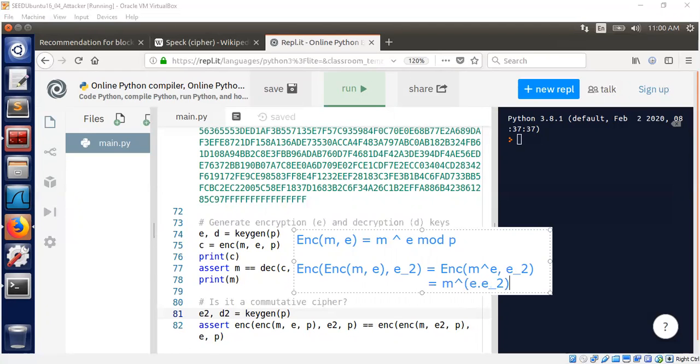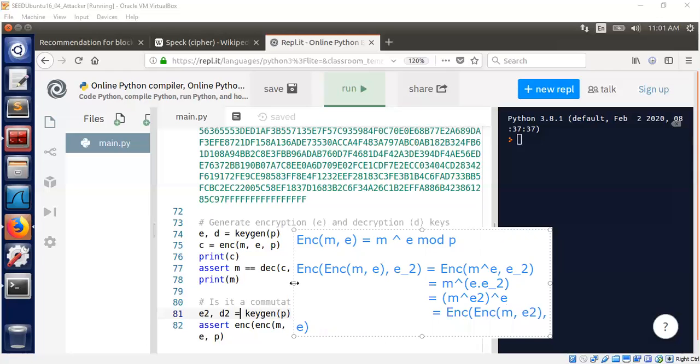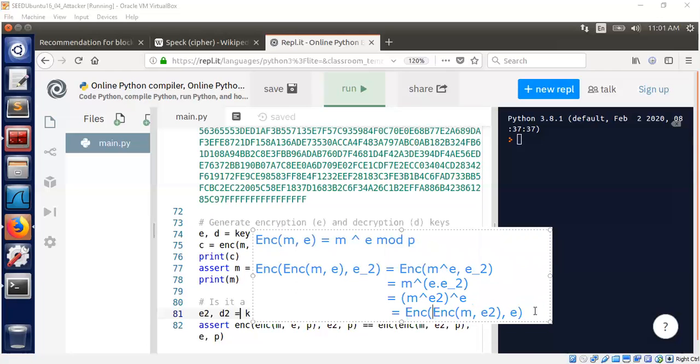Because this is the same as m power e2 power e, we could say this is nothing but the encryption of m comma e2 and then e. That's basically it. So this is the commutative property. We have demonstrated that the Pohlig-Hellman algorithm is commutative. We also demonstrated that encryption and decryption keys cancel out in an interesting way because of Fermat's little theorem.